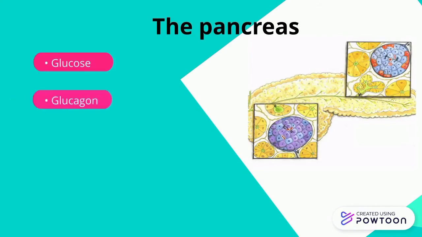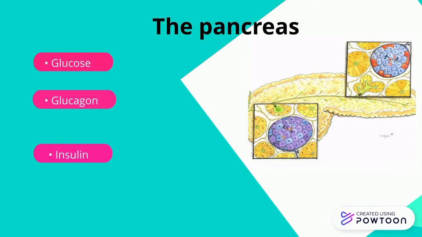Glucagon is the hormone secreted by the alpha cells of the pancreatic islets in response to low levels of glucose in the bloodstream. Glucagon increases the glucose level by stimulating the liver to convert glycogen into glucose for release into the bloodstream. Insulin is the hormone secreted by the beta cells of the pancreatic islets in response to high levels of glucose in the bloodstream.